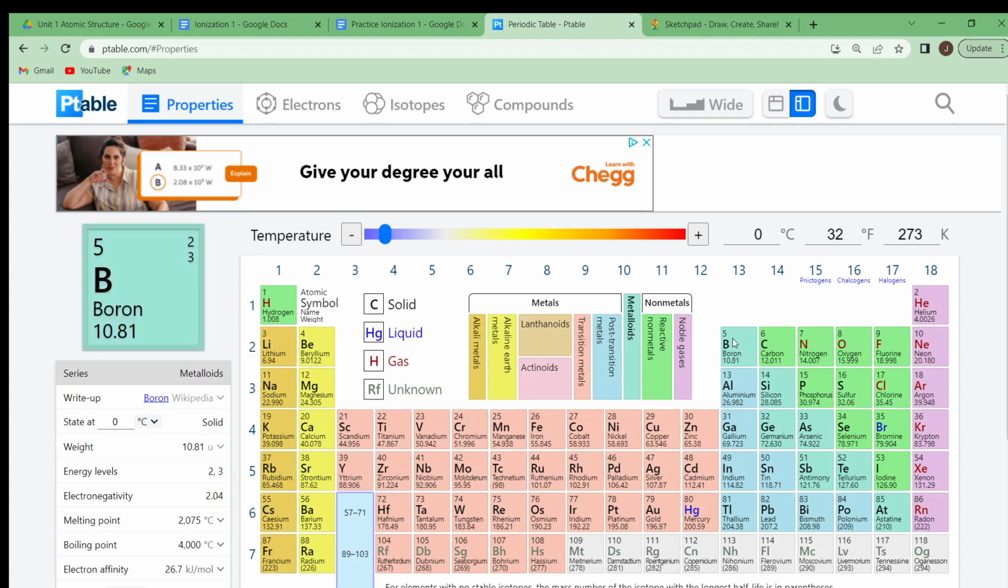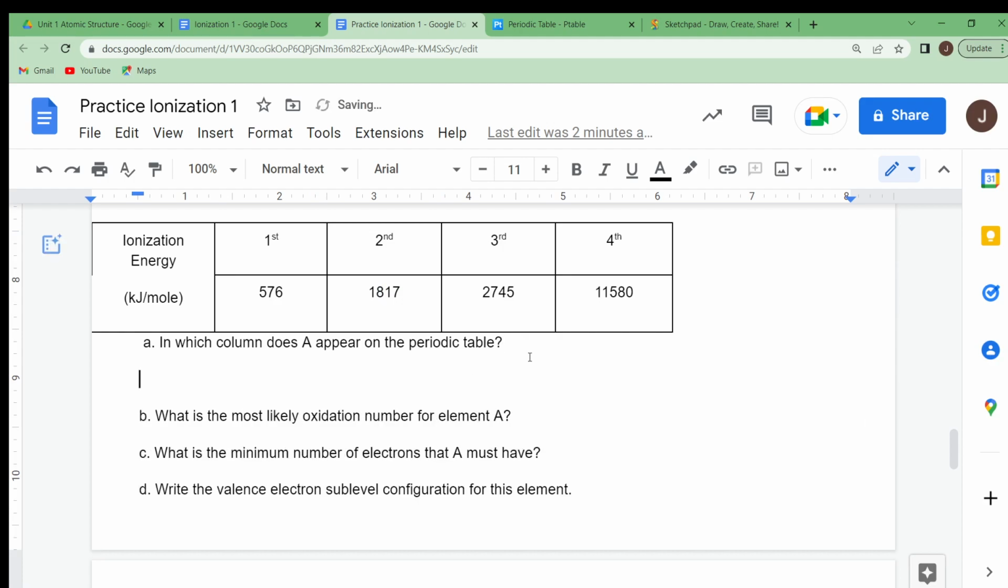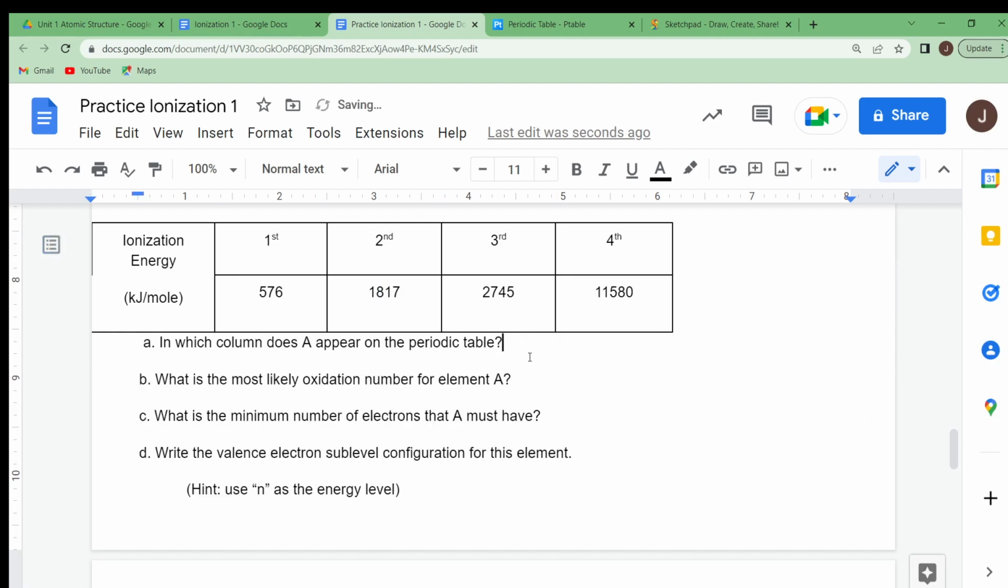So we're going to say that it's going to end up being what's known as the 13th column of our periodic table, because it's 1, 2, 3, okay? And we know that it has 3 because the first 3, 1, 2, 3, are fairly easy to remove. So we're going to go ahead and put here 13th column.